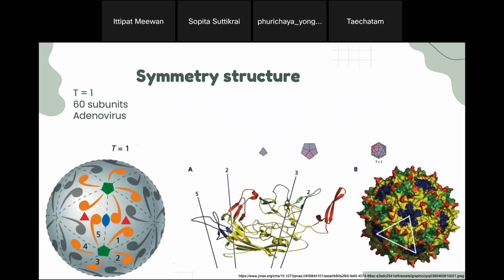Okay, so just to note that for T1, it's going to contain 3 proteins in each triangle, and the total number of subunits is going to be 60, right? Because for an icosahedron there are 20 triangles, and 20 times 3 is going to be 60. So to form one single virus particle for T1, they're going to need to synthesize 60 subunits of the capsid proteins. Okay, so that is T1.